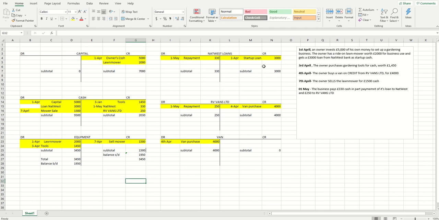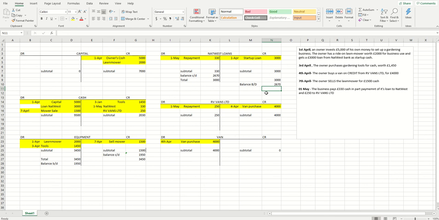So we look at the ledger and we see that the credit side is the high side. So the balance carried down will be equal to the big side minus the short side. The total will be the subtotal of the short side plus the balance carried down. And it's just the subtotal on the high side. And then the balance brought down is equal to the balance carried down.